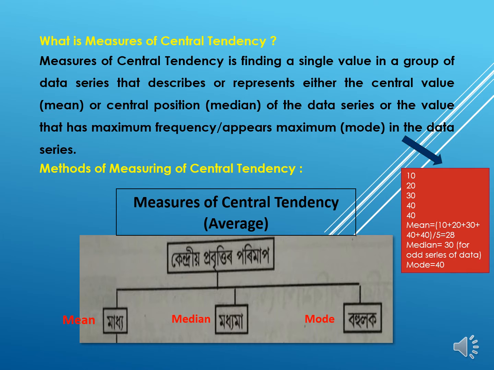Mode is the data that appears maximum number, more than one times in a data series. So here in this data series, 40 comes more than one time, so the mode is 40. So methods of central tendency has three types: mean, median, mode. Mean is called মাধ্য, median মধ্যমা, mode বহুলক.